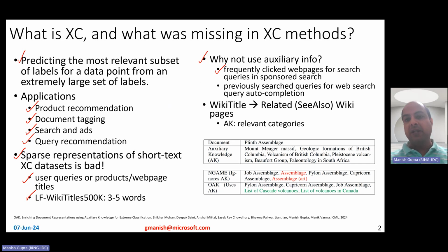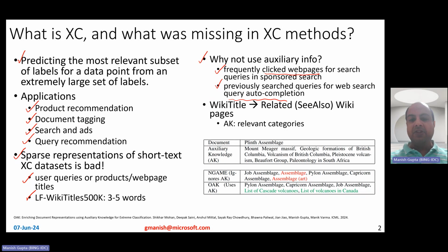You could also use frequently clicked web pages as extra auxiliary information so as to improve the main extreme classification task. Similarly, if you consider the extreme classification task of query autocompletion, that is mapping a prefix to a suffix, you could take previously searched queries for web search as an extra context or extra auxiliary information so as to solve this main task of mapping prefix to suffix.